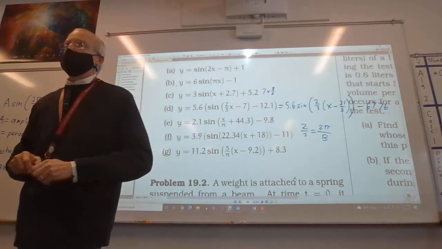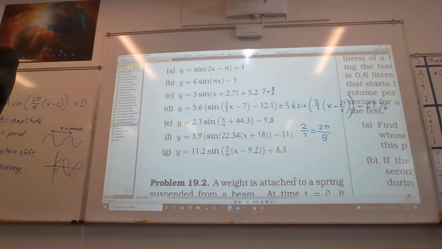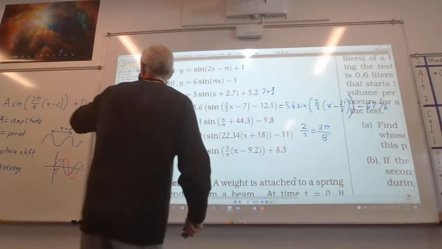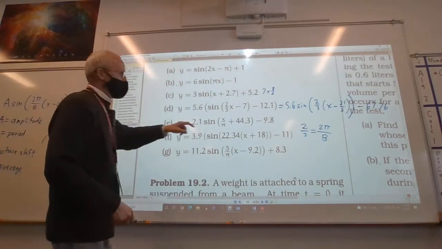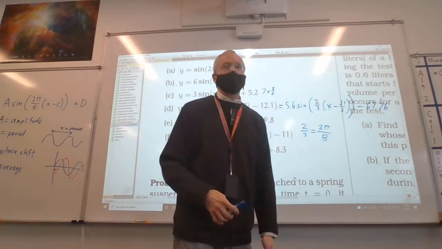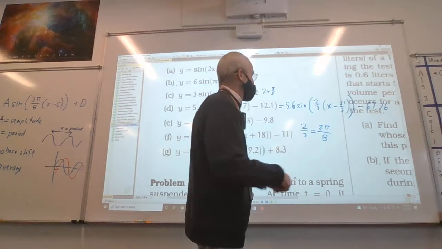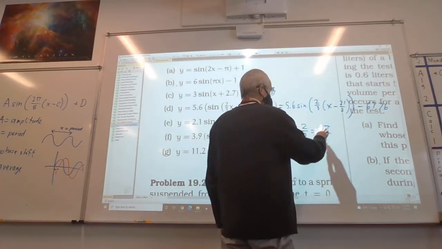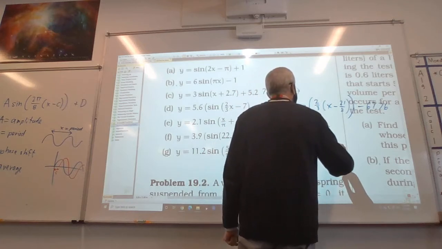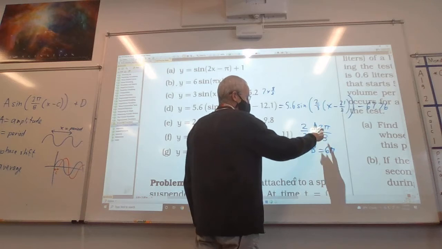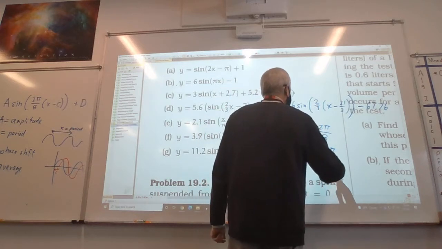So what is b to make that work? First you do this step, take out the 2/3 and say, wait, that 2/3 has got to look like this. So how do we make 2/3 look like 2 pi over b? In other words, what must b be? Let's cross multiply. So 2b equals 6 pi. 2 times b is 2b, 3 times 2 pi is 6 pi. So b is 3 pi.